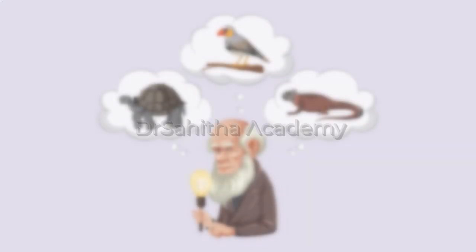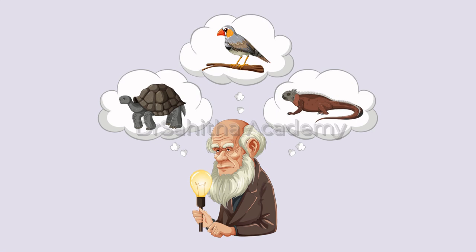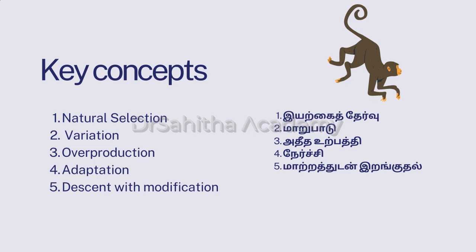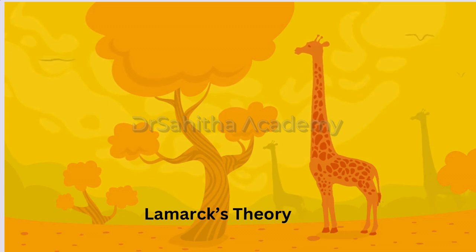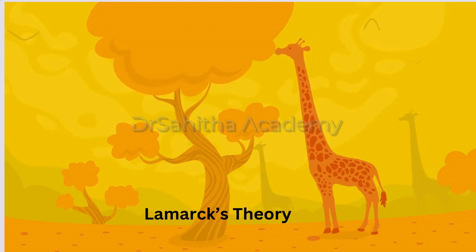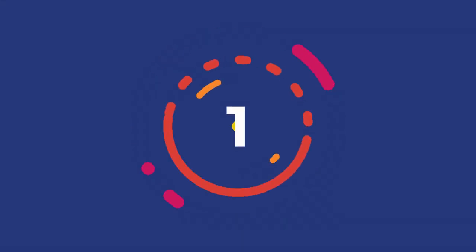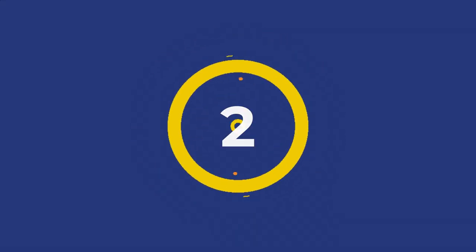And that's a brief overview of Darwin's theory of evolution. Understanding these key concepts, natural selection, variation, overproduction, adaptation, and descent with modification, helps us appreciate the incredible diversity of life on our planet. Next, we continue our exploration of the theories of heredity with a focus on Lamarck's theory of heredity. Before that, here are some practice questions for you. Let's try it out.